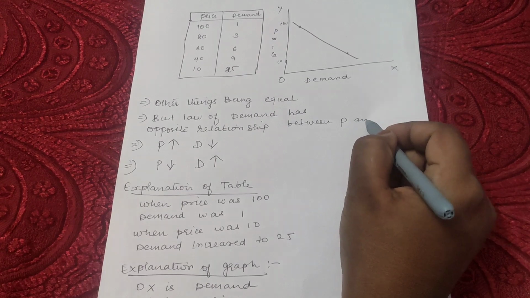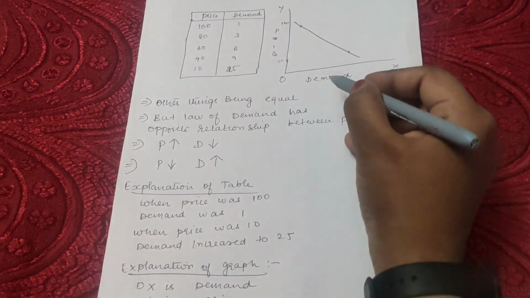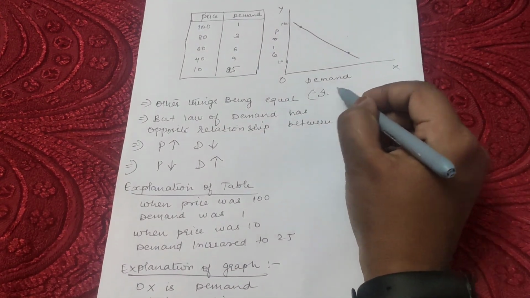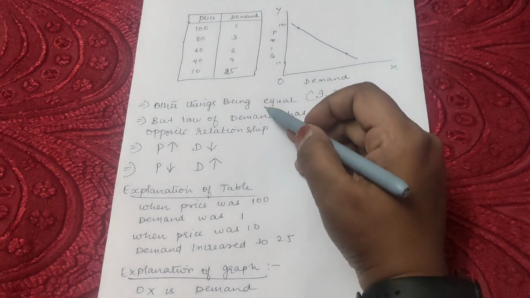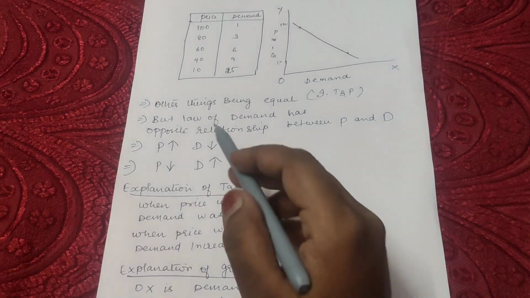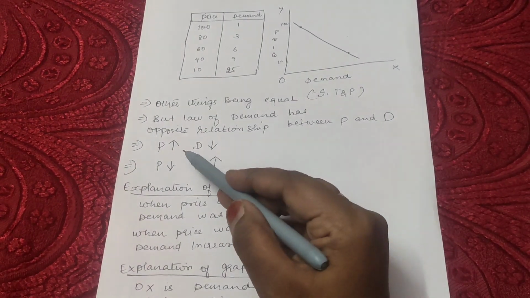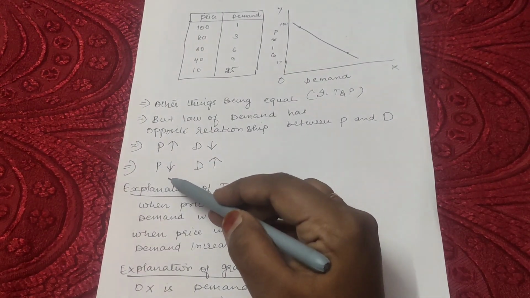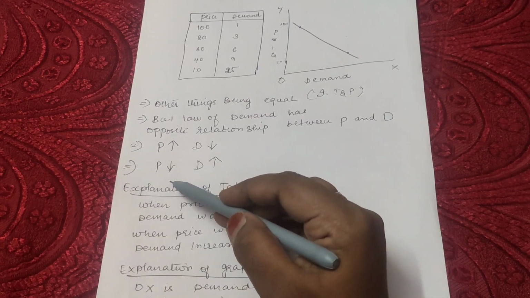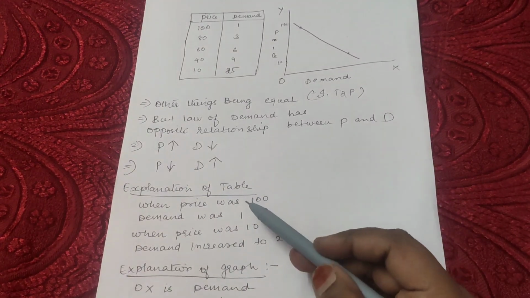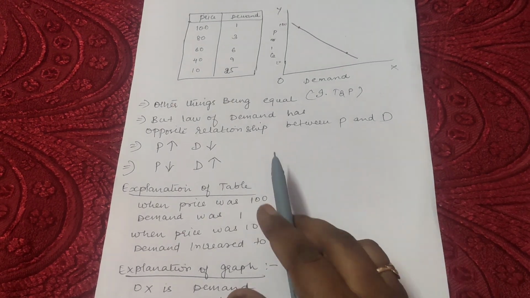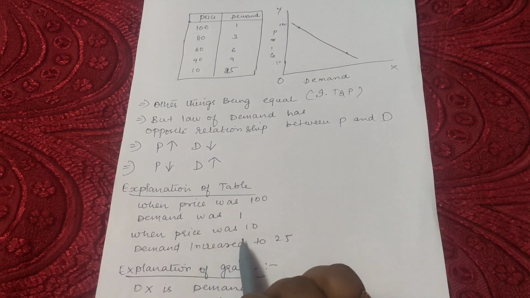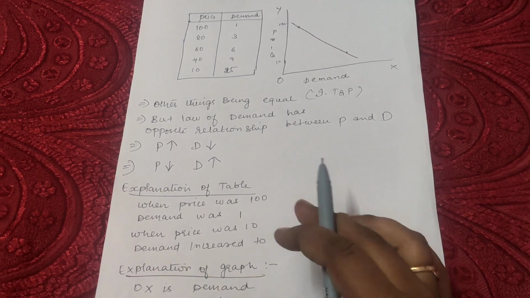Price and demand. What are the other things being equal? Income, taste and preference, price of the substitute, all other things remain equal. What is the opposite relationship? When price is high, demand is low. When price is less, demand is high. After that, you need to give an explanation of the table and an explanation of the graph. When price was 100, demand was 1, and when price was 10, demand increased to 25.